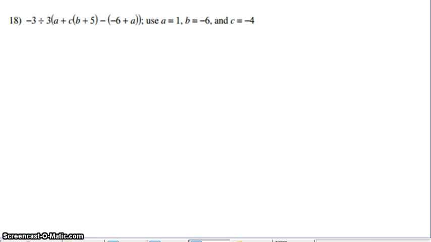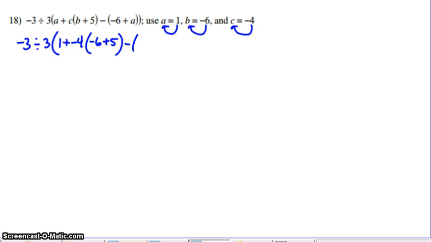Number 18. Here we're going to sub in 1 for A, so 1 goes in for every A, negative 6 goes in for B, and negative 4 goes in for C. So we have negative 3 divided by 3 times A, which is 1, plus C, which is negative 4, times B, which is negative 6, plus 5, minus negative 6 plus 1.